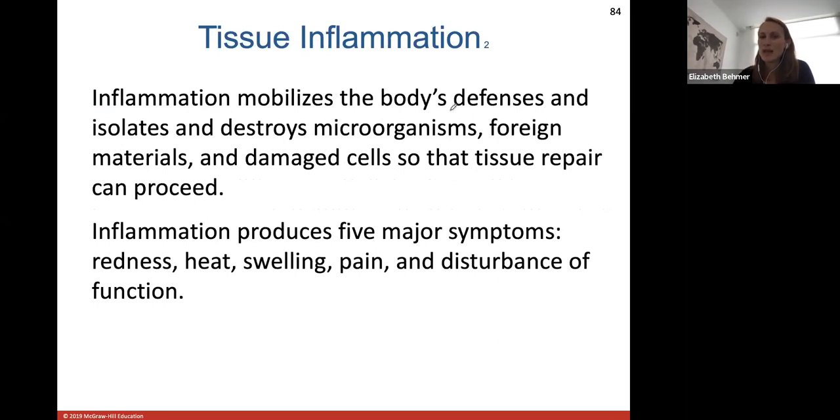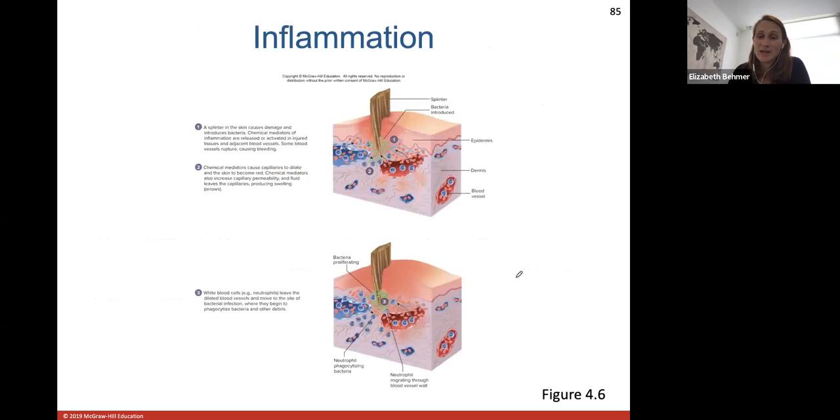Inflammation, first of all, mobilizes your body's defenses. It isolates and destroys anything foreign, like microorganisms, other foreign materials, or any damaged cells, so that tissue repair can start. Inflammation produces these five major symptoms: redness, heat, swelling, pain, and disturbance of function. And again, inflammation is generally a beneficial process because it's your body's way of trying to fight off or kill whatever has been damaged, has invaded your body cells, or is a different sort of microorganism.